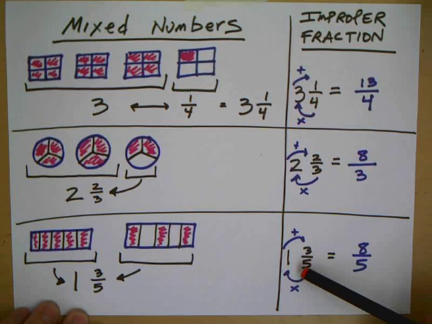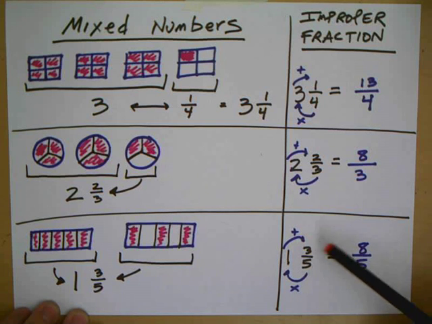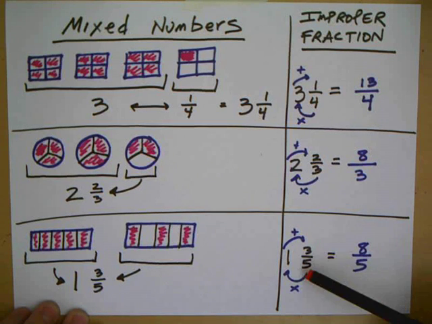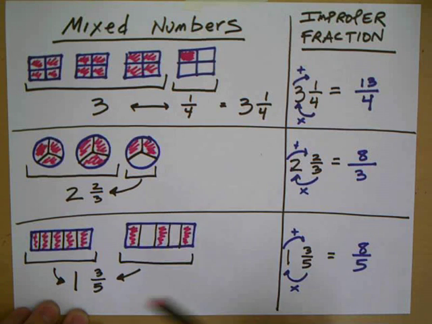We can also count those 8/3 over here, 1, 2, 3, 4, 5, 6, 7, 8 thirds. Last but not least, we take the denominator 5, we multiply it by 1, add it to 3, and get 8. And we're dealing with fifths here, so it becomes 8/5. 1, 2, 3, 4, 5, 6, 7, 8.